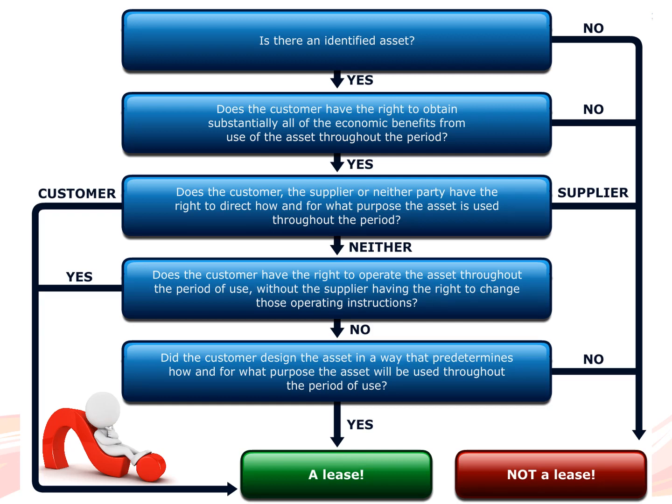If the supplier has that right, well, then it's not a lease. If it's a customer's responsibilities, part of their rights, well, then we have a lease transaction. If neither of the parties have that, then the question would be whether or not the contract is structured in such a way that the right to operate the asset by the customer for the period of use without the supplier having the right to change those operating instructions is in place. If that's satisfied, once again we have a lease.